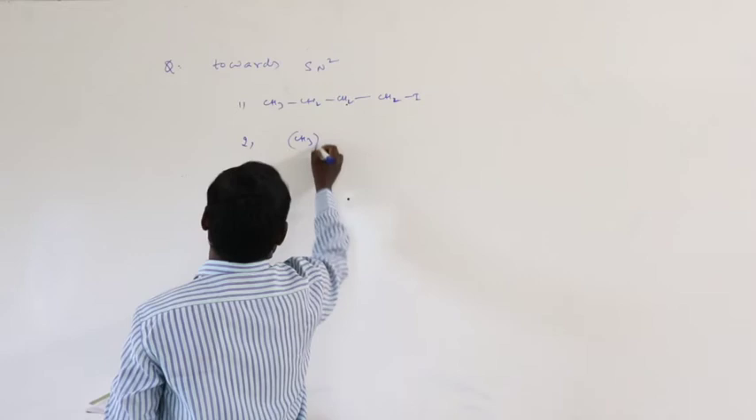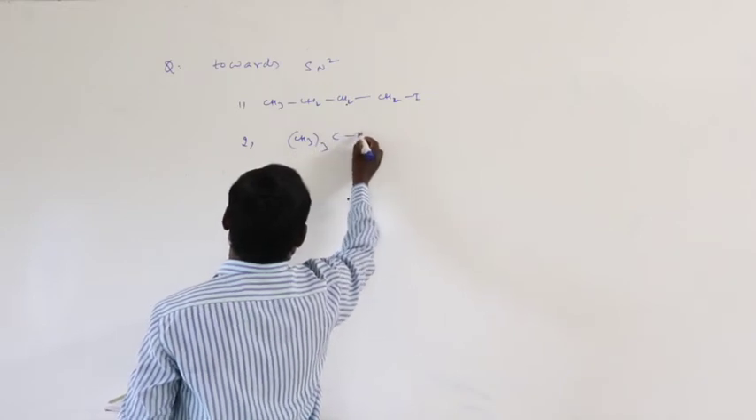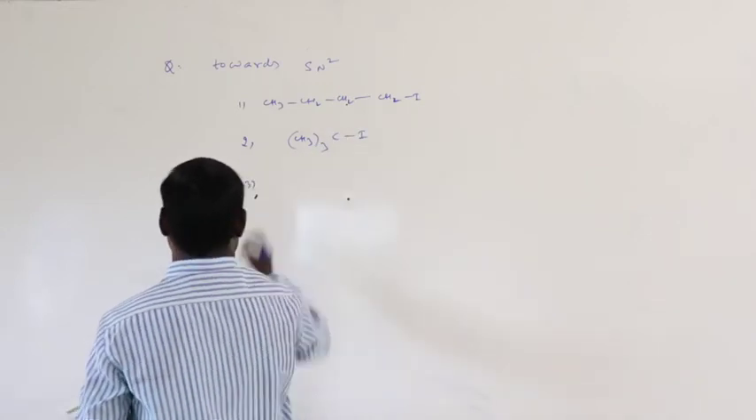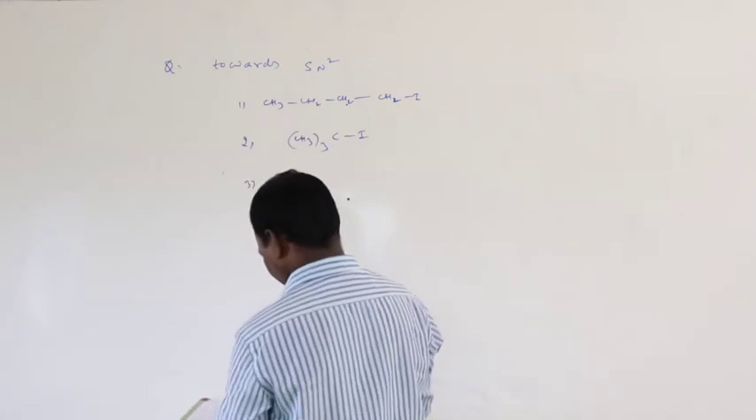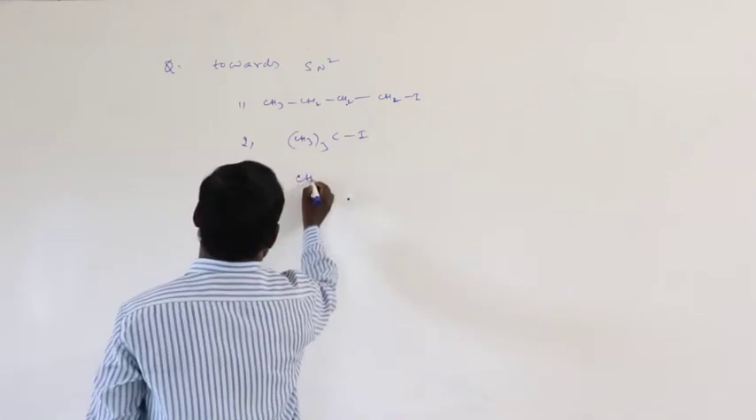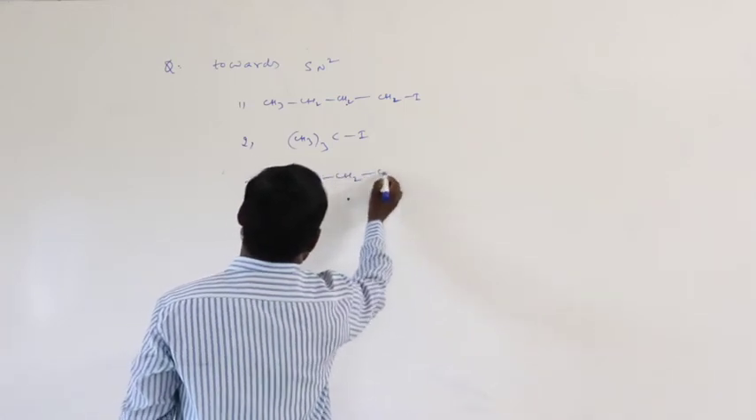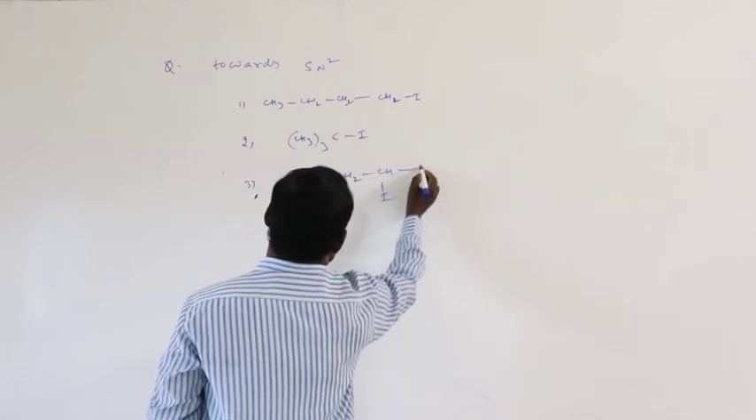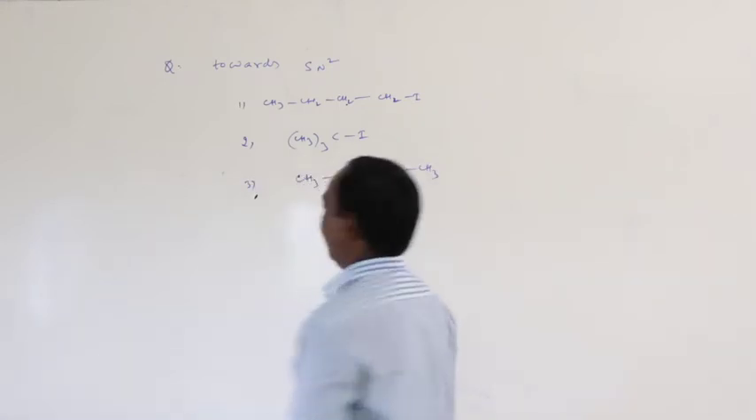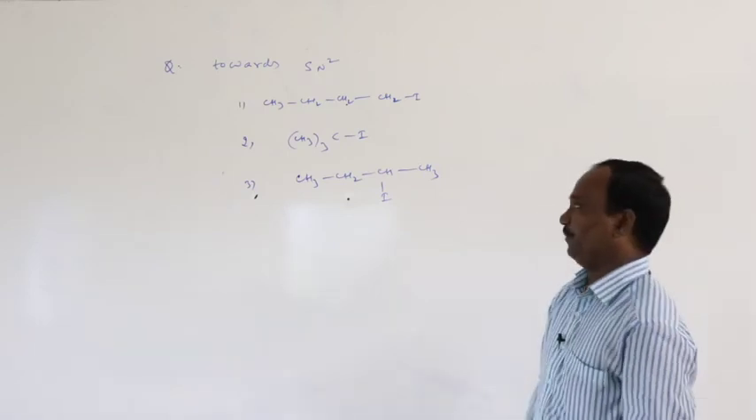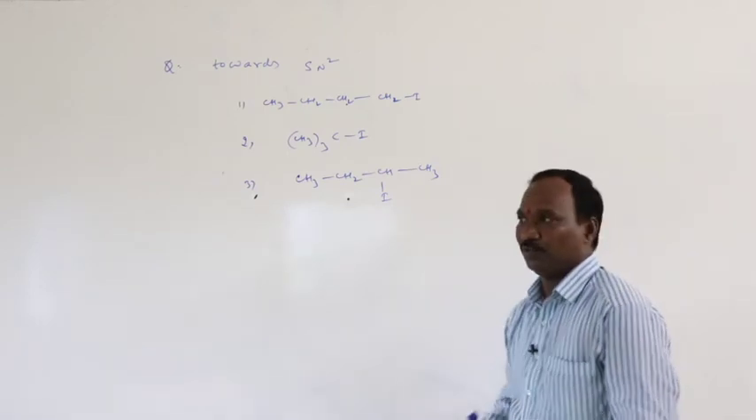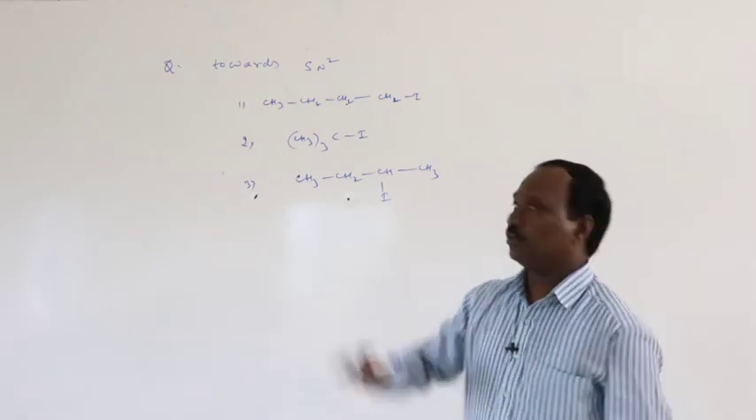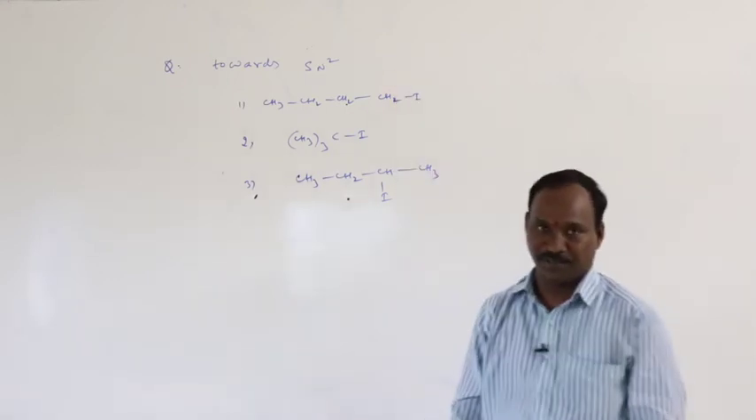(CH3)3CCl, and the third compound is CH3CH2CHICH3. These three compounds are given. Among these three compounds, which one is more reactive towards SN2 reaction mechanism?